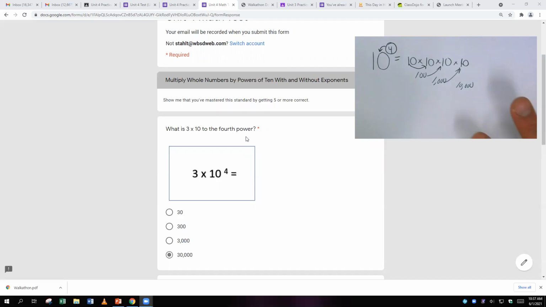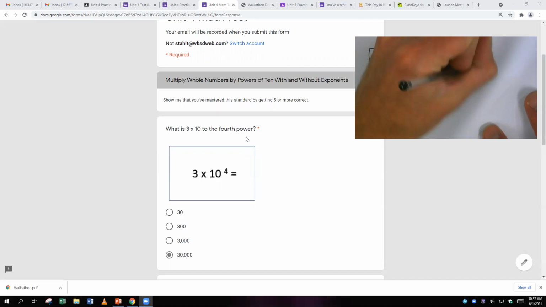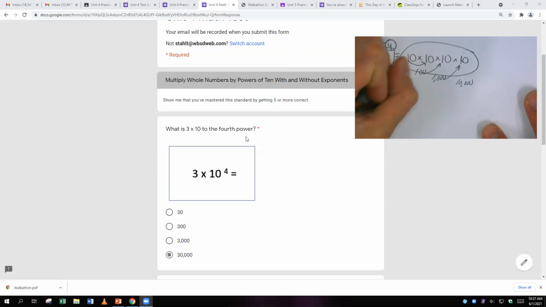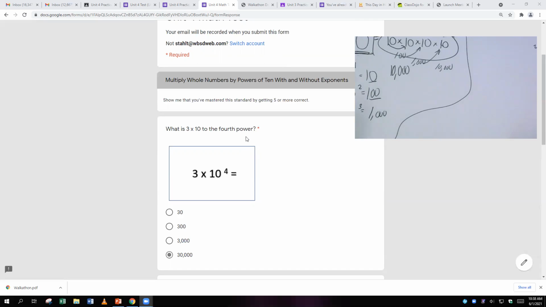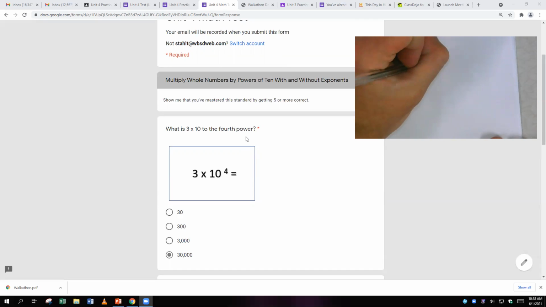But what's beautiful about 10 being your base is how easy the pattern is. So 10 to the 4th power is really 1 with 4 zeros. In fact, when you have 10 to the 1st power, it's just 10. 10 to the 2nd power is 100. So you can see that whenever you have 10 to any power, it's just telling you how many zeros are in it because that is the pattern. So what happens when you multiply a number by 10 to the 4th power?